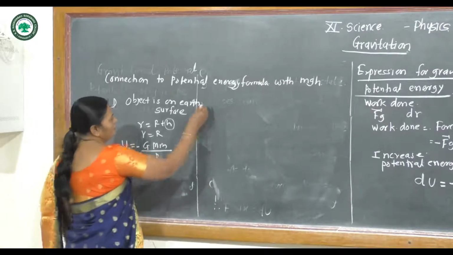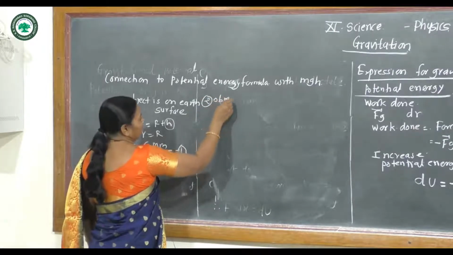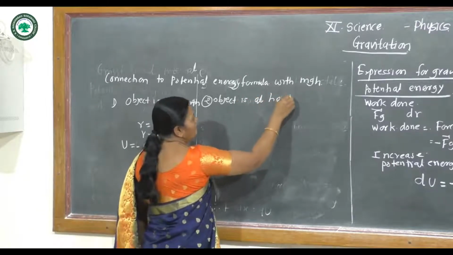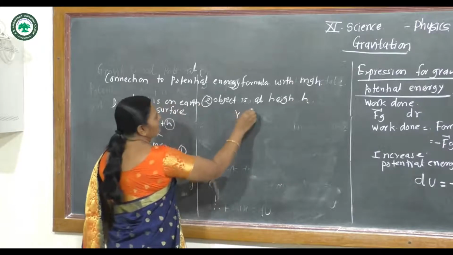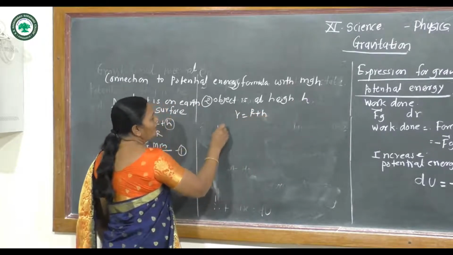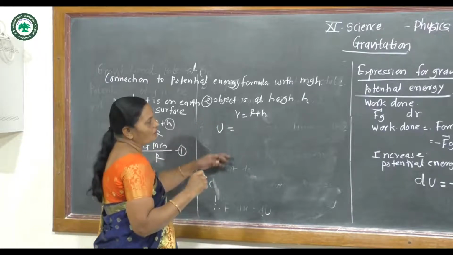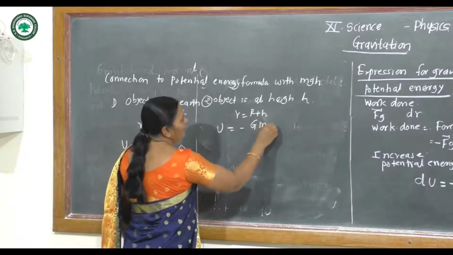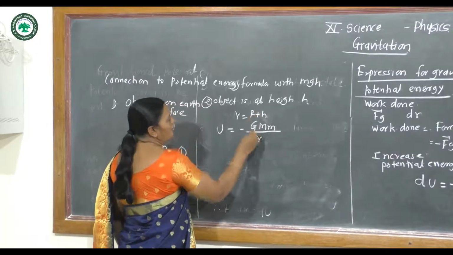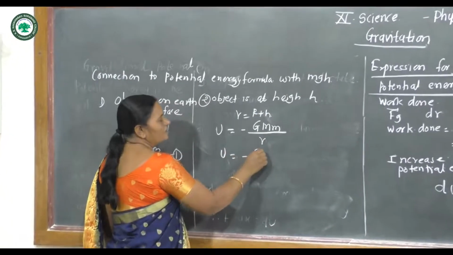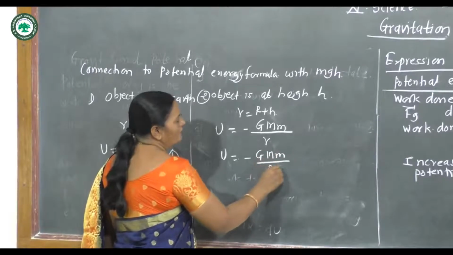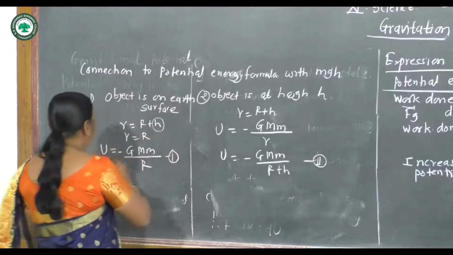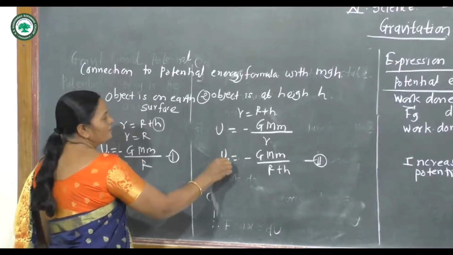Now suppose the object is at height H, then R is equal to R plus H. Then the gravitational potential energy U is equal to minus G M m divided by R. Substituting the value of R, we get minus G M m divided by R plus H. This is equation number 2. Suppose the first value is U1 and the second value is U2.